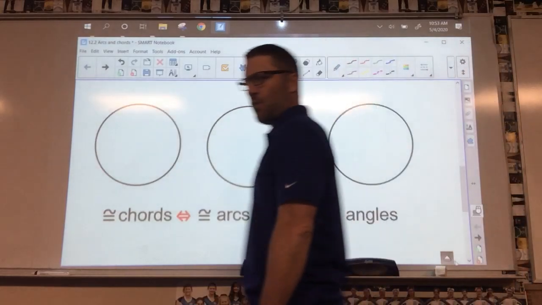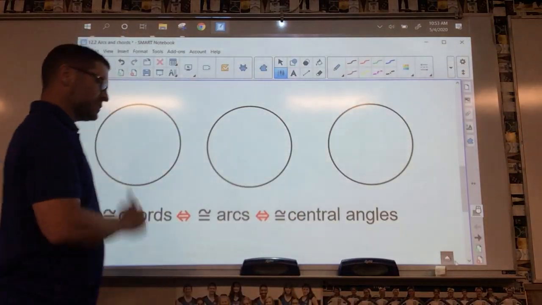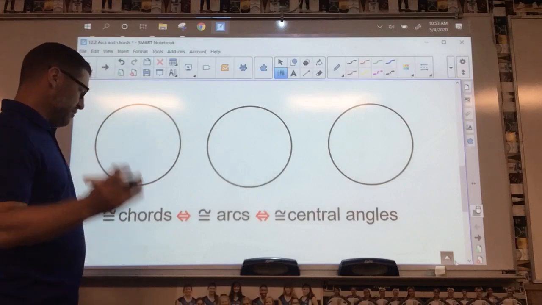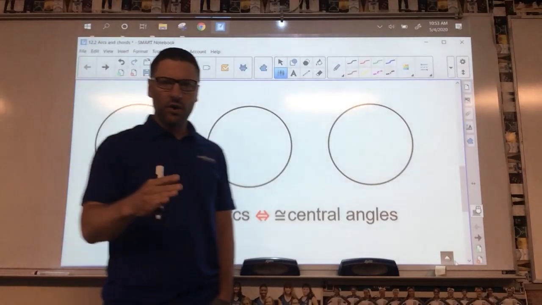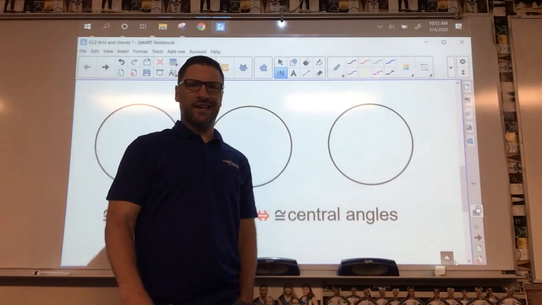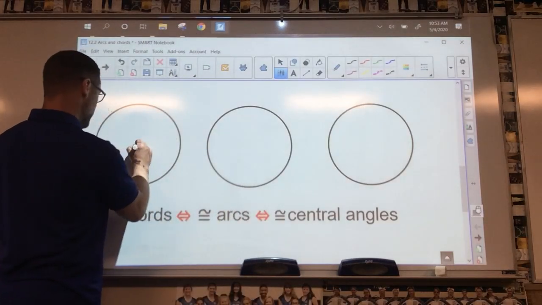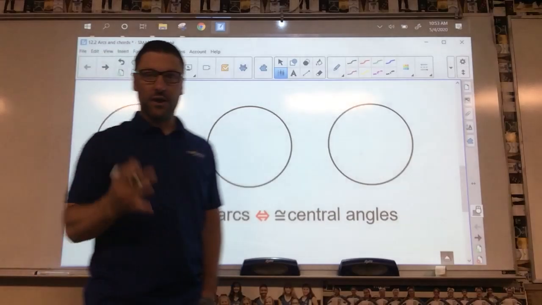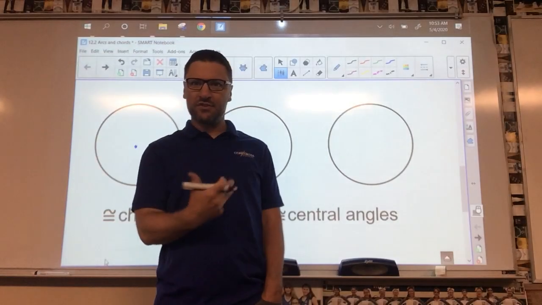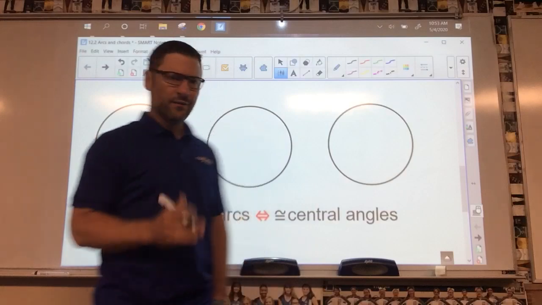Some rules now with chords, arcs, and central angles. Number one, if you have congruent chords, you have congruent arcs, and then you have congruent central angles. All three of these pictures are going to say the same thing in a different order.